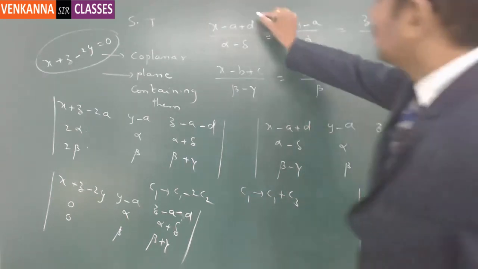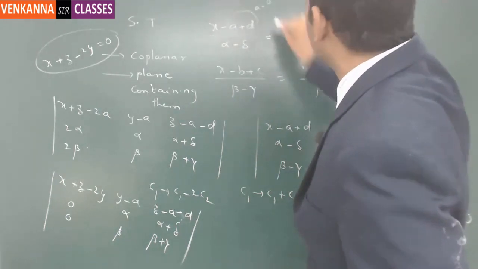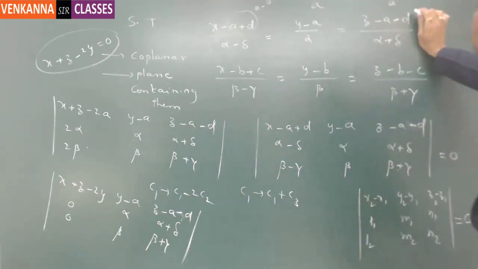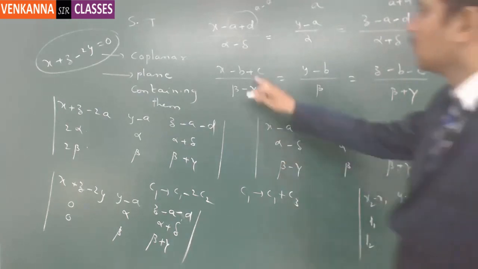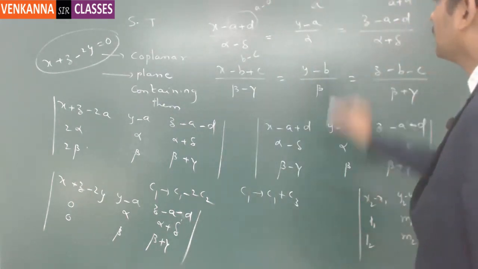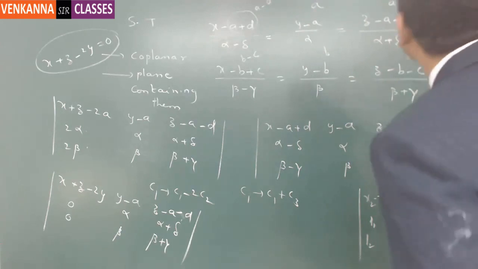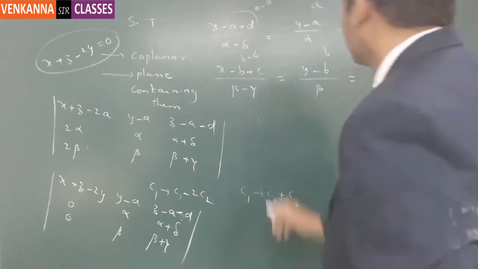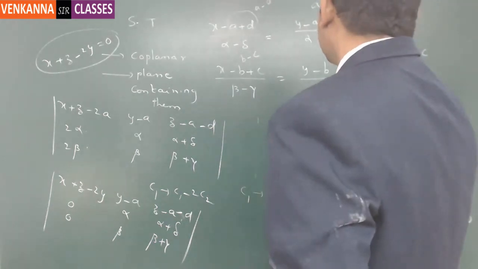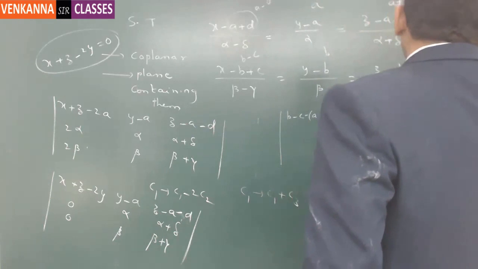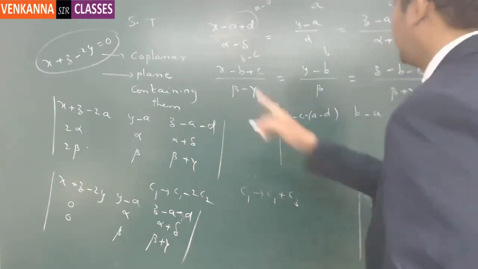If you observe, here the point is A minus D, here the point is A, here the point is A plus D. Here the point is B minus C, here the point is B, here the point is B plus C. If you substitute the values in the determinant, it is B minus C minus of A minus D, B minus A, B plus C minus of A plus D. Denominator values are same.